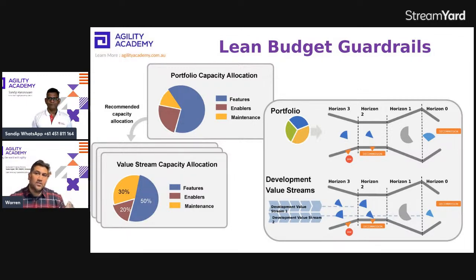So we have this thing in lean portfolio management that is clearly called lean budget guardrails. There are four lean budget guardrails that you will learn in this course. One is you are investing by horizons, and as you can see here, it goes from horizon 0 to horizon 3. Horizon 0 is when you're decommissioning a certain investment. It's no longer required. Horizon 1 is where the money is still coming in, so you want to keep that running. That is BAU. That is where you're making the most of your revenue so far.